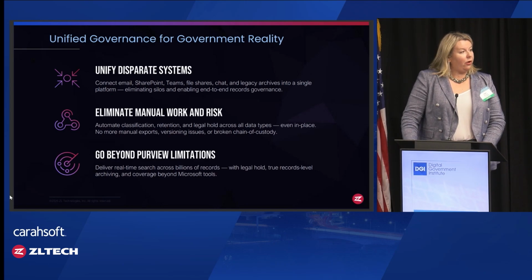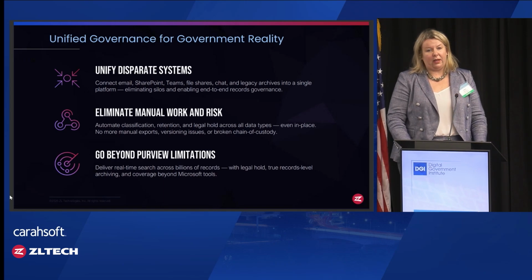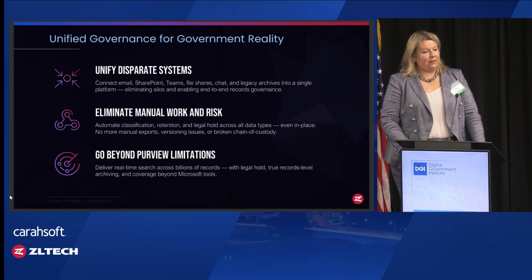So here are the solutions we want to think about to be able to start preparing our data for AI. You want to be able to unify disparate systems. You want to connect your email. You want to connect your SharePoint. You want to connect your Teams. What does that look like? You have APIs, you have indexing. You need to be able to talk to those systems and apply governance and extract that information out across all of those different systems. So that's where you're looking for some sort of an end-to-end solution that's able to work across the various silos.